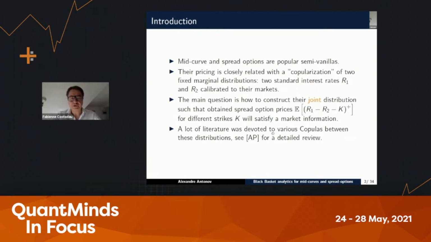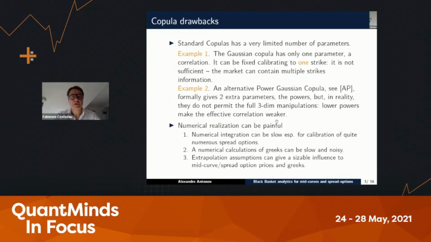A lot of literature was devoted to various copulas between the distributions. You can see, for example, the book of Andersen and Piterbarg for a detailed review. We can mention the copula drawbacks. So let's start with that. A standard copula has a very limited number of parameters.